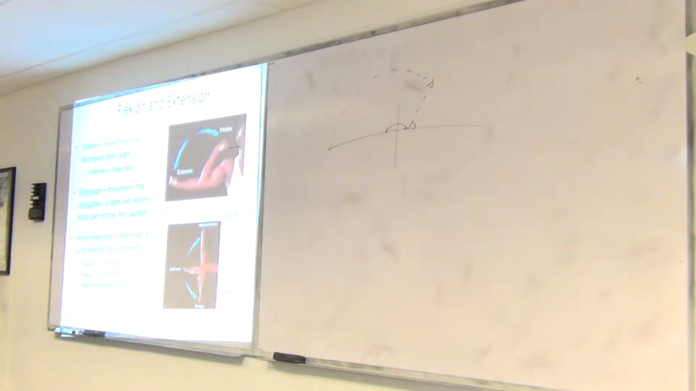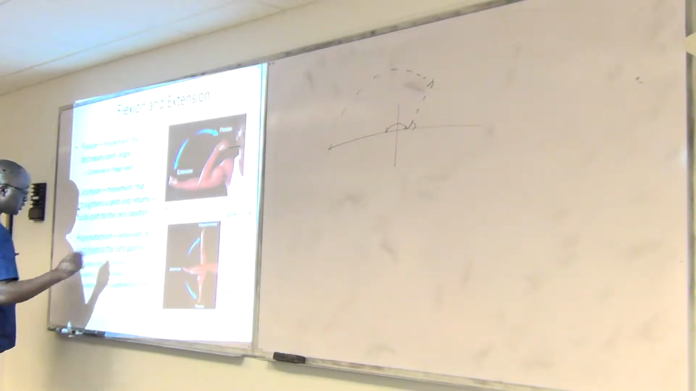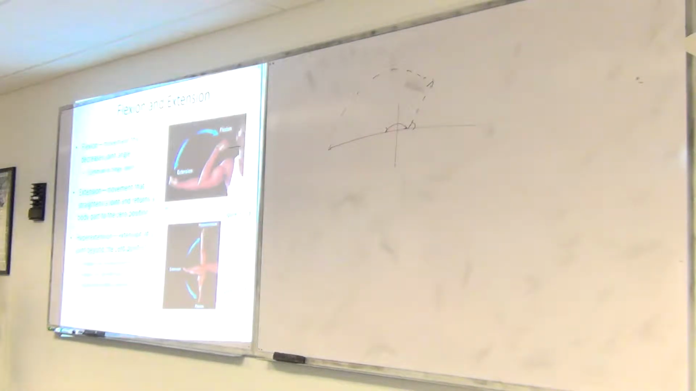Hyperextension. Okay, we flex, we bring it back, then we are trying to take it beyond, away from the zero position. Okay, so we are extending beyond the zero position. All right, so it's not all joints that can do that, but the diarthrosis can do that. It's not all joints that can do that. Okay? Alright? So taking it beyond.